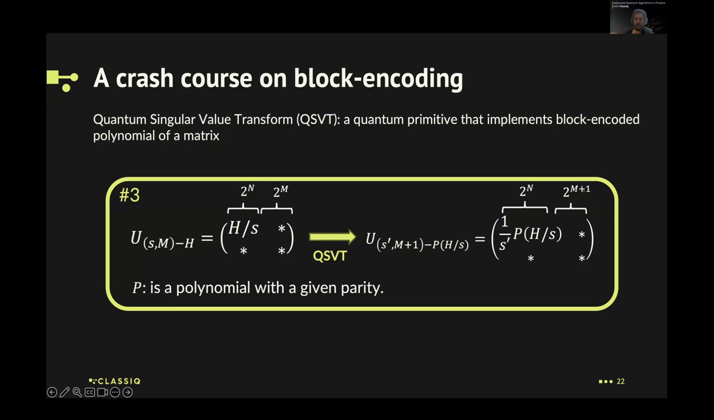It adds one more qubit to the block size. So now the block size is m plus 1. And you might also have another factor as prime, and p is a polynomial with a given parity. So this is one of the things that QSVT gives you.